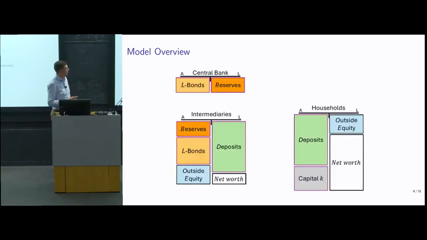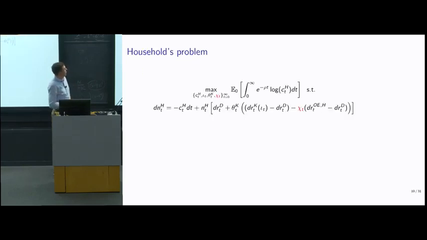Okay, so let's go into the math now. So this is the problem of the households. They're going to have log utility to make things simpler. And their problem is going to be very similar to the problems you have seen so far. So they will be consuming something out of their net worth. They're going to be getting some return on their net worth, which is going to consist of return on deposits that they get from the intermediaries. They're going to allocate some fraction of their portfolio into capital and then get the excess return relative to deposits.